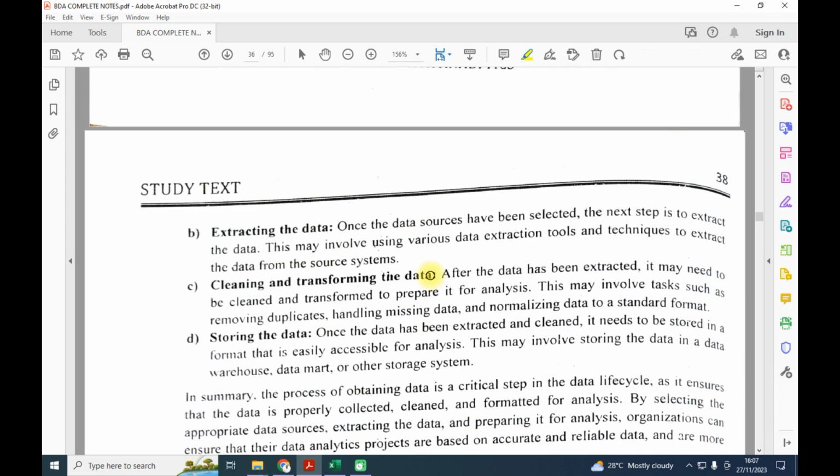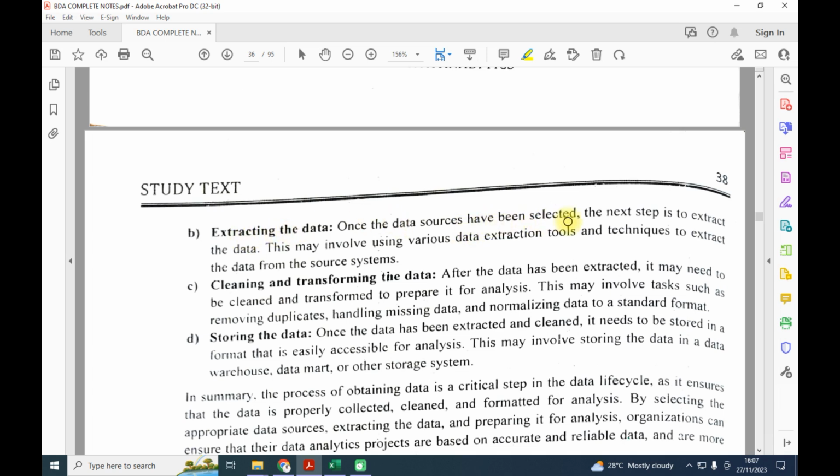Next, we extract. Already we know where we are getting the data and we have gotten the data, whether it is internally or externally. Now we extract the data. We know not all the data will be useful to make the decision. We just need to extract the fields that will assist us in making an analysis that will be useful to the organization. This is where we are doing the mining of the important data.